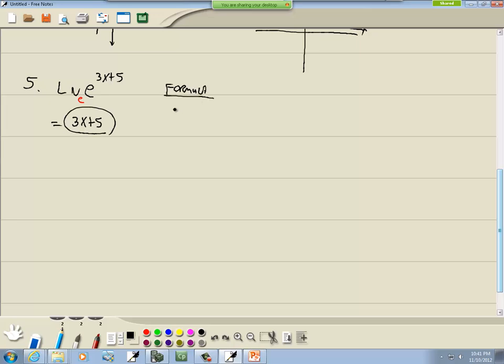The formula for that says you have your log, and b is your base, and then b to the p power, that's going to equal p. Basically, when we're working with natural log and e, they just cancel each other out. So ln of e always just cancels away.